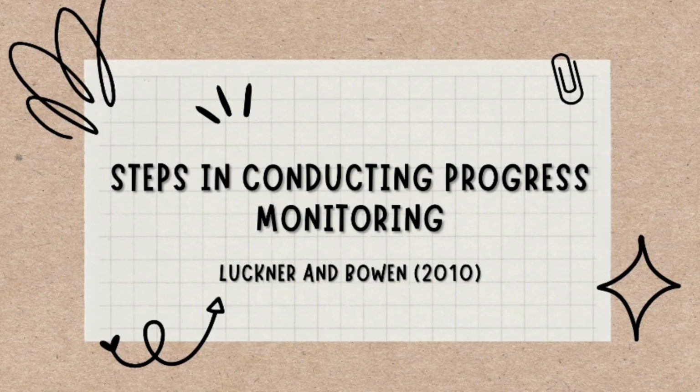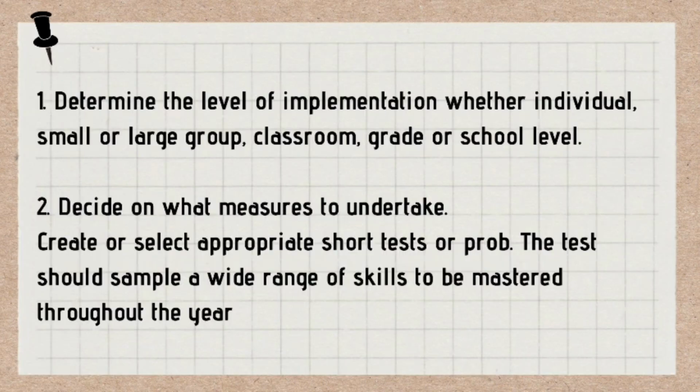So, I'm going to be tackling the steps in conducting progress monitoring. According to Lochner and Bowen 2010, they listed the general steps in progress monitoring. Step number one, determine the level of implementation, whether individual, small, or large group, classroom, grade, or school level.